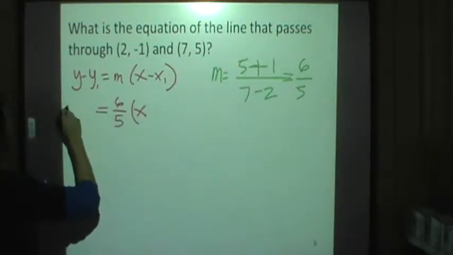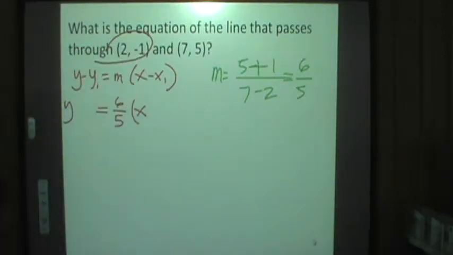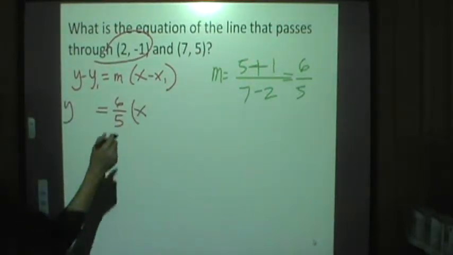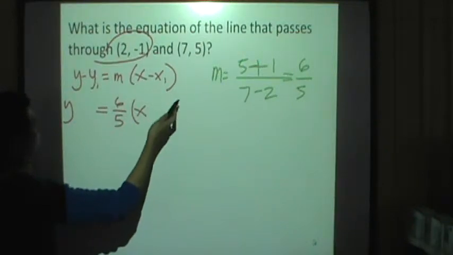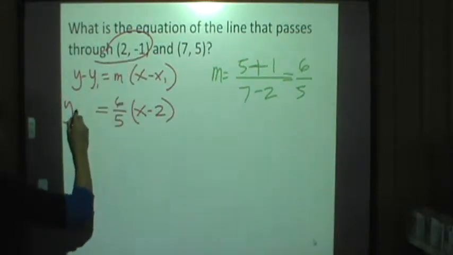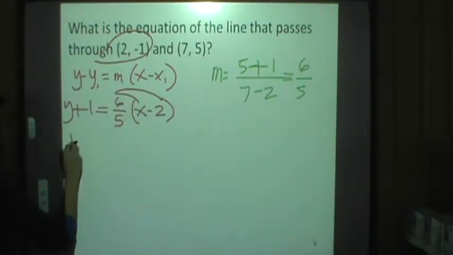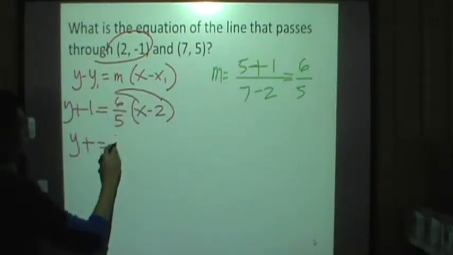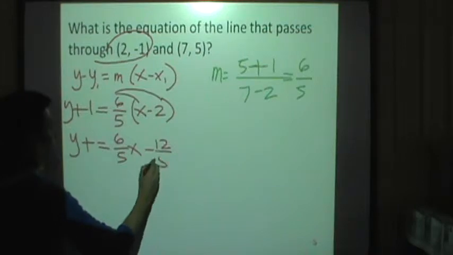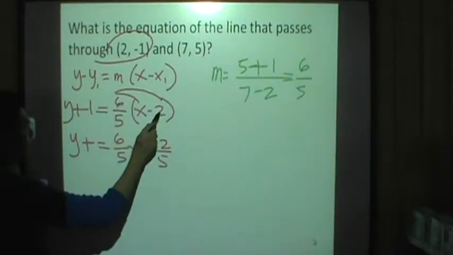And now we need to find x1 and y1. So I'll go ahead and use this one first. If you want to use 7, 5, we are going to get the same equation. So here, minus x1 becomes minus 2, and minus y1 is minus negative 1, which I'll make positive 1. Again, distribute: y plus 1 equals 6 over 5x, minus 12 over 5. Remember, when multiplying a fraction and a whole number, it'll be 6 in the numerator times the numerator.